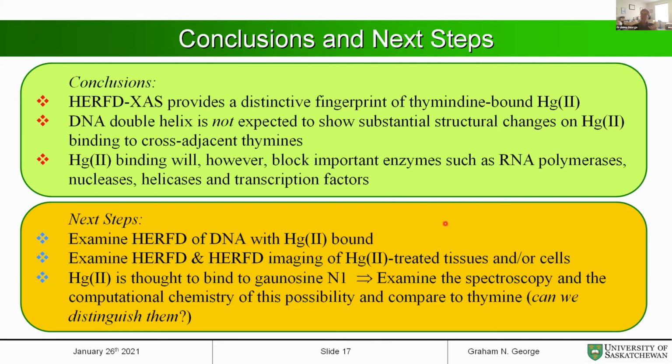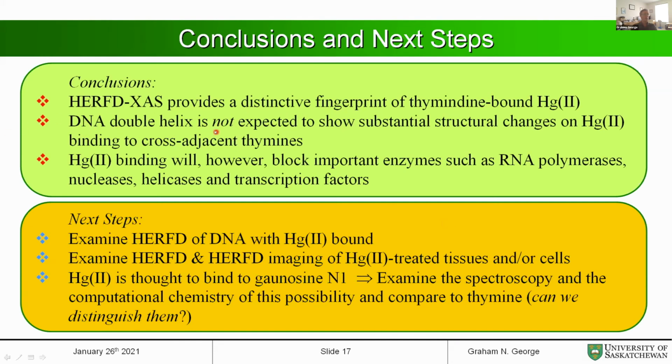There's lots of next steps. This is sort of a work in progress. So HERF at XAS really, we think, provides a distinctive fingerprint of thymidine-bound mercury 2. We've looked at maybe 30, 40 different environmental and biologically relevant molecular coordinations of mercury 2, and the thymidine coordinated one is distinctive from all of them.